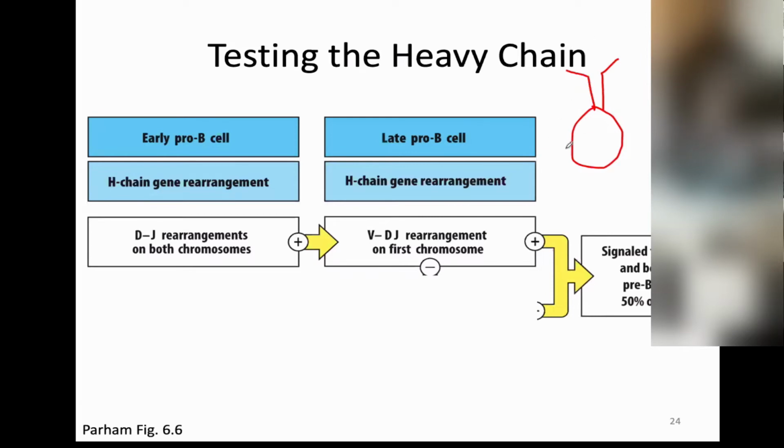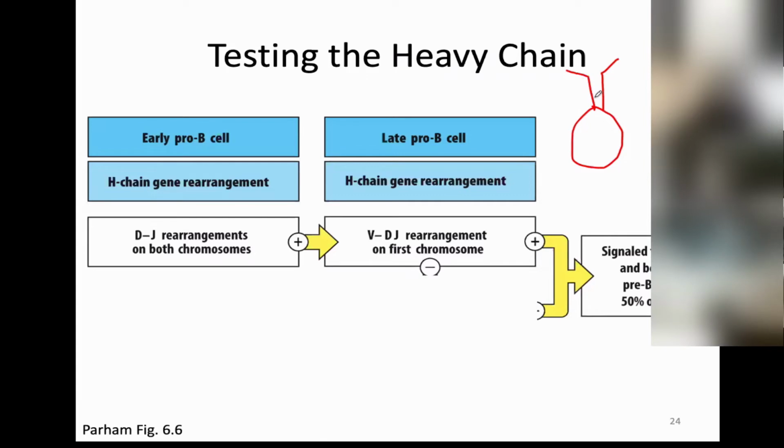If you look at that B cell with the heavy chain on the surface, how does this look different than what you saw with a normal B cell receptor? Anything missing from a normal B cell receptor? Aaron? The light chain. The light chain. We've got no light chain.